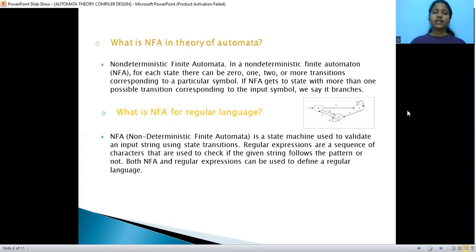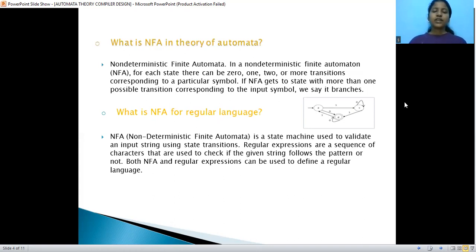What is NFA in automata theory? Non-deterministic finite automata. In a non-deterministic finite automaton, for each state there can be 0, 1, 2 or more transitions corresponding to a particular symbol. If an NFA gets a state with more than one possible transition corresponding to an input symbol, we say that it branches.